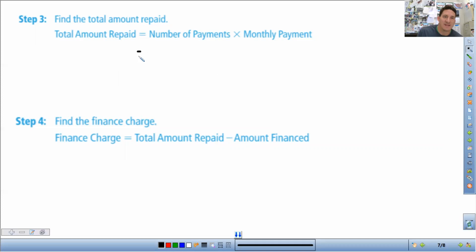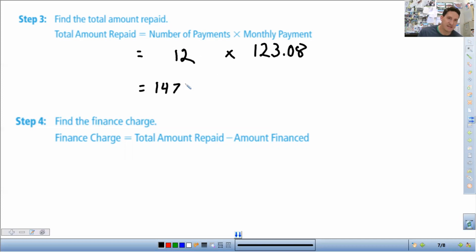It's the number of payments. So if we go back, we're doing 12 payments times the monthly payment, which was 123.08. We multiply that out, we get $1,476.96 is how much you're repaying in total.